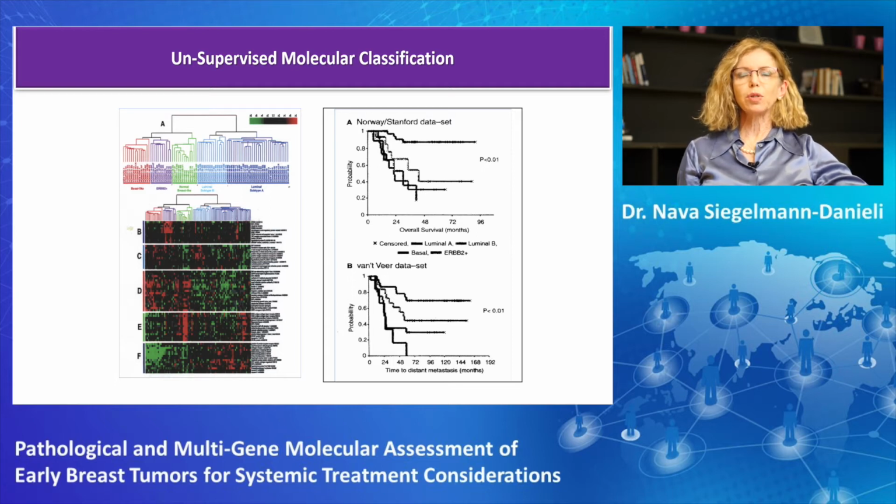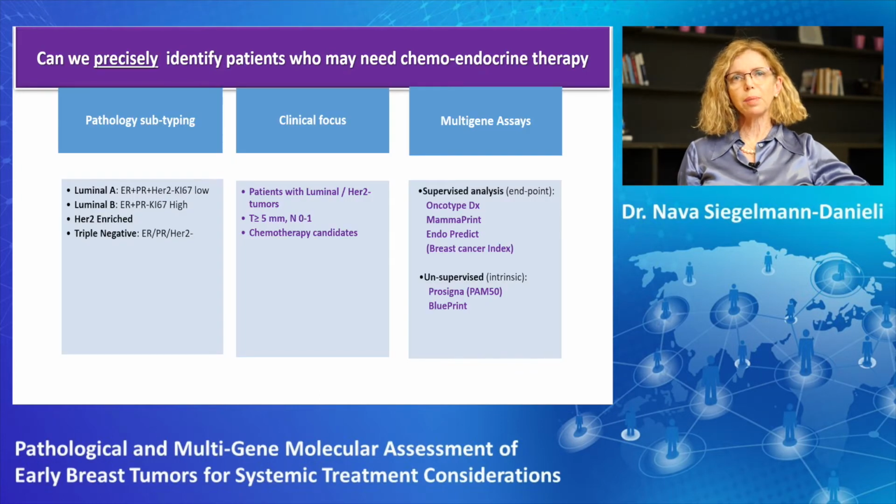And what we have learned from two different groups, one in Norway and Stanford, and the other in the Netherlands, is that the luminal A, the most common breast type, has a better prognosis as compared with all the other tumor types. But in day-to-day practice, we don't use this unsupervised extensive analysis.